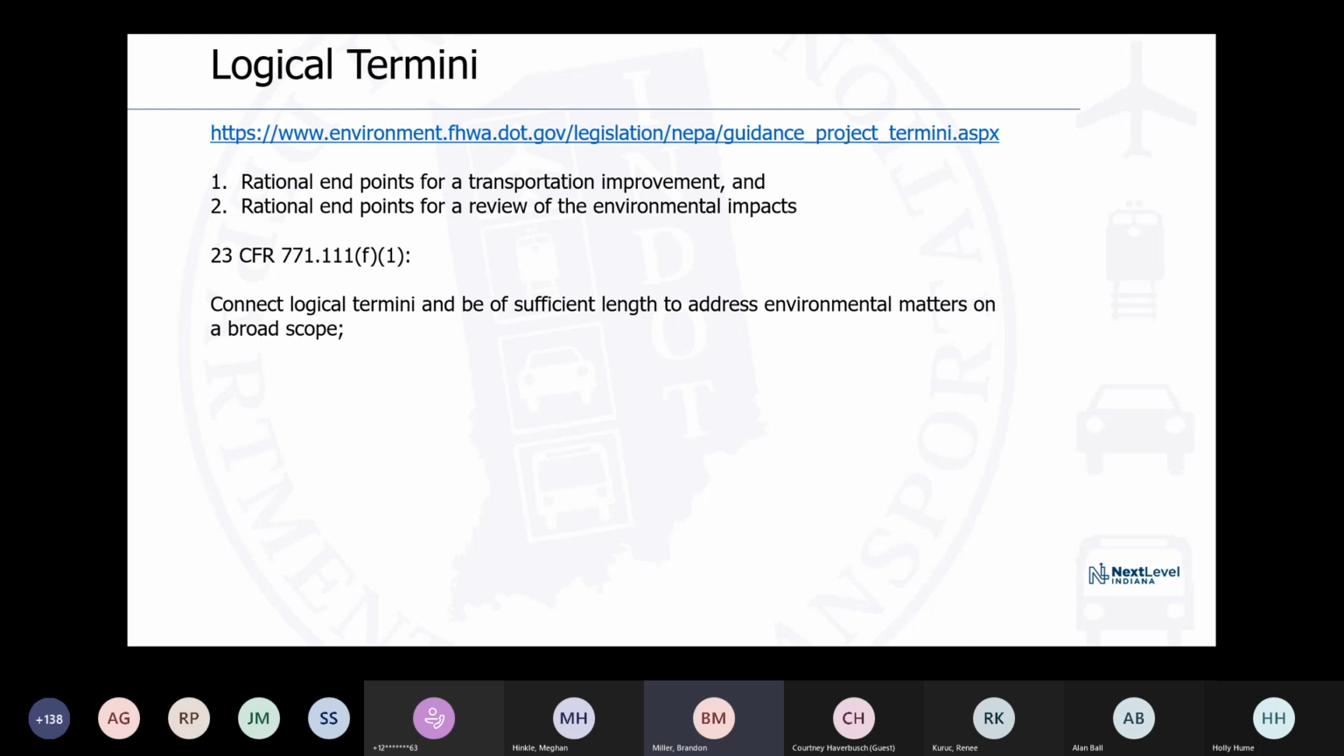Okay, the next topic, and I need to pick it up, is logical termini. Similar thing to purpose and need. If you type into Google, you can always find this link as well, where you just type in project termini, federal highway, and you should be able to get it as one of the first few search results. The two things that I want to point out in that guidance is rational endpoints for transportation improvement and rational endpoints for a review of the environmental impacts. So it does cover both aspects of it. It's not just what the improvement is, but it also gives you rational endpoints for a review of the environmental impacts. Frequently, we go a little bit wider than just the impacts to see what else is out there. But in terms of describing the environmental impacts, it's about what is in the area.